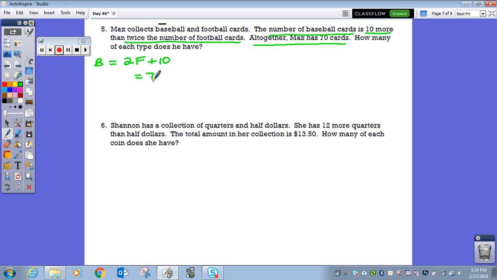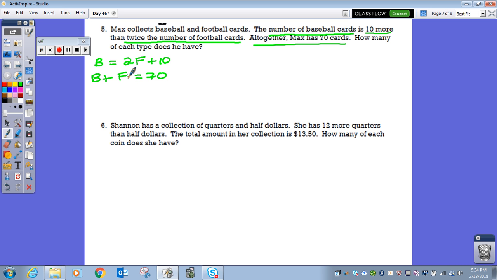So that's going to be my total, right? Equals 70. And if there's baseball cards and football cards, and we don't know how many of each type Max has, because that's what the question is asking us, we're just going to write B plus F, right? B plus F. So the number of baseball cards plus the number of football cards is equal to 70 total cards, and that's our total, right?